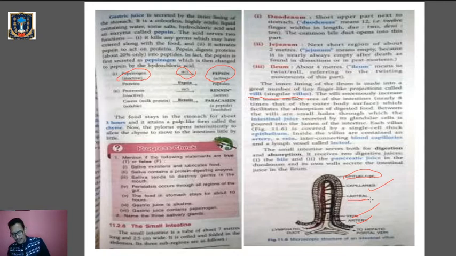Okay, because it receives 2 digestive juices, and what are those 2 juices which are present in the small intestine? One is the bile and the pancreatic juice. Clear? So both the juices are mainly received by the small intestine. Now let's talk about the bile.